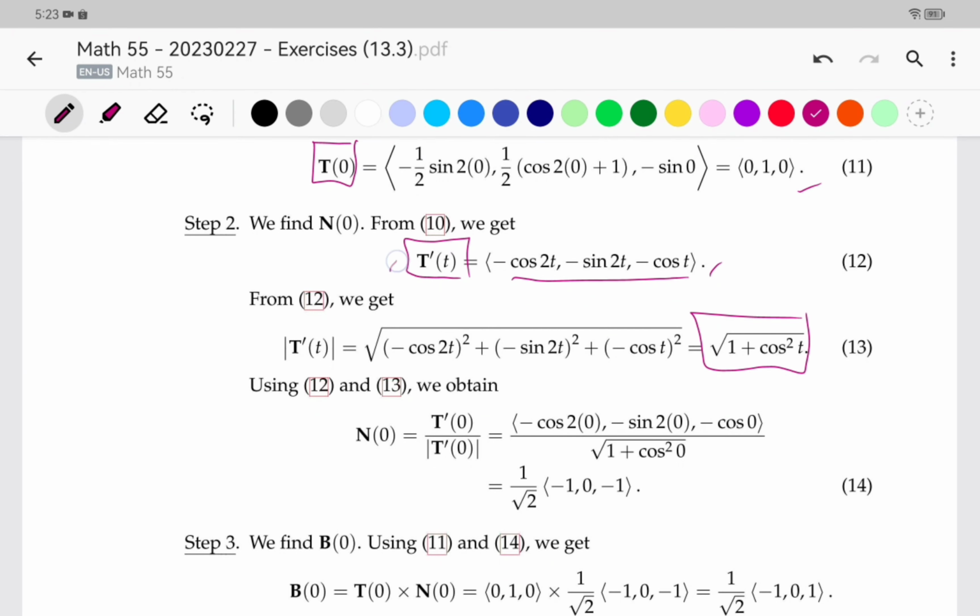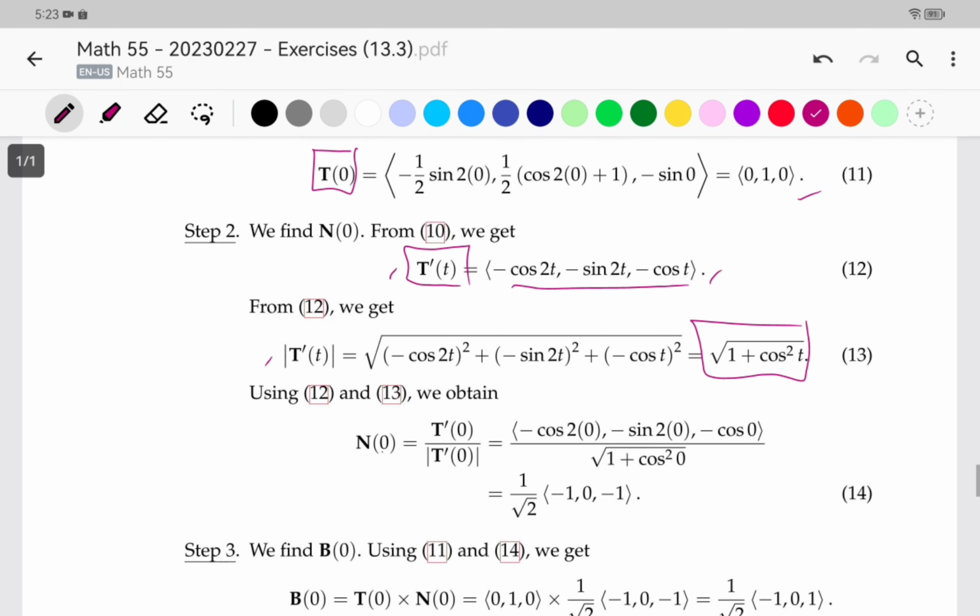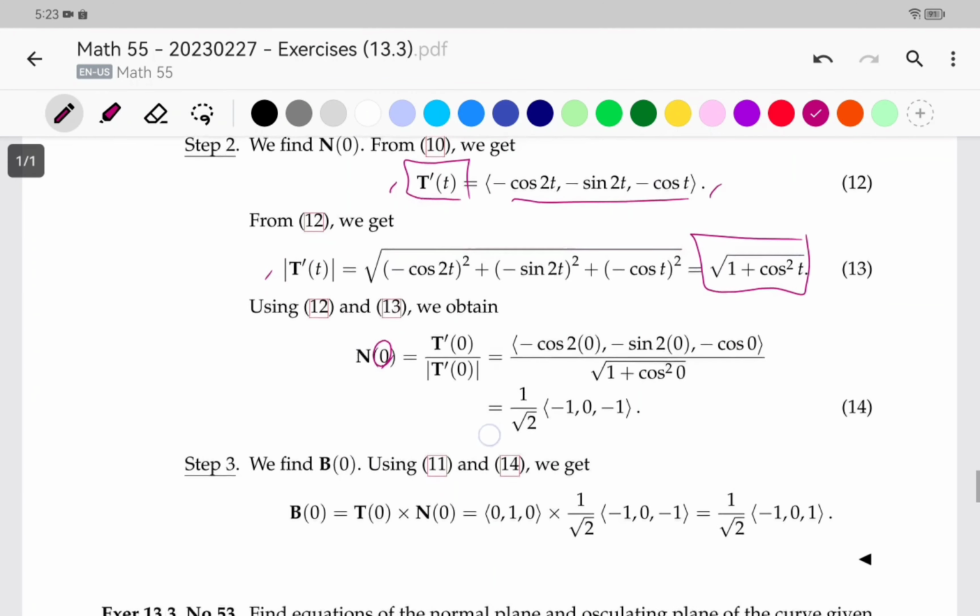Dividing T prime of t by the magnitude of T prime of t, you will eventually get the unit normal. Evaluating this at t equals 0, you will have 1 over the square root of 2 times the vector negative 1, 0, negative 1.